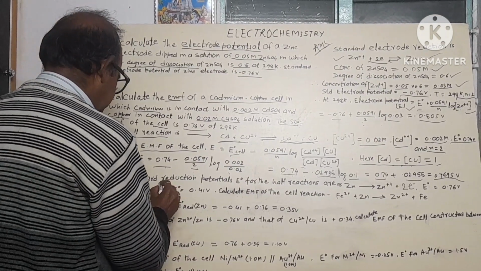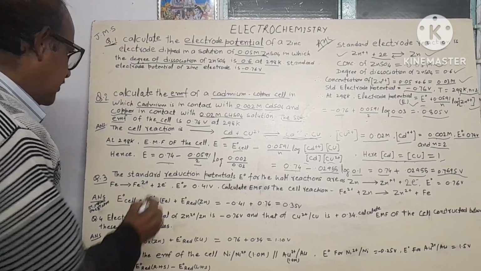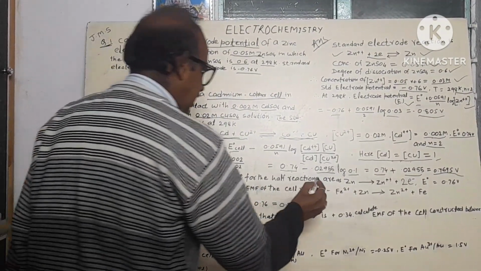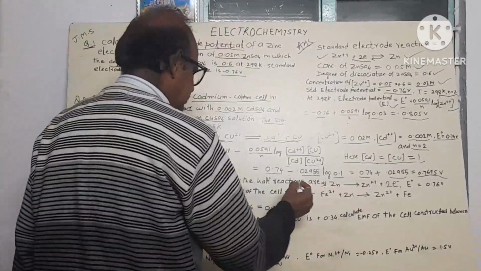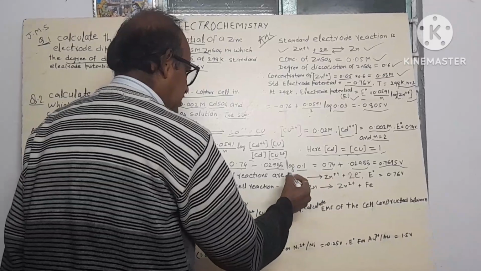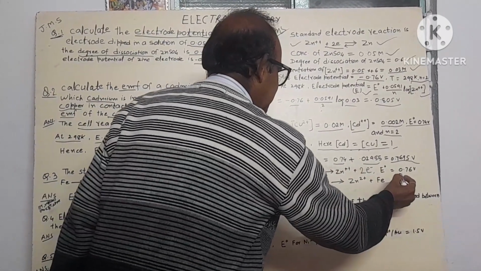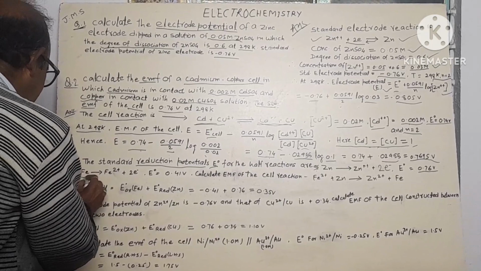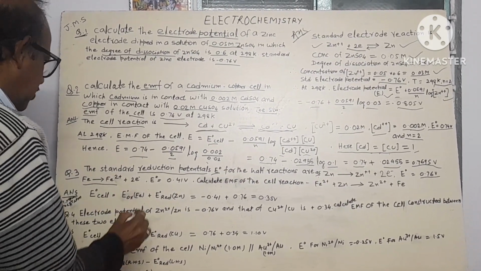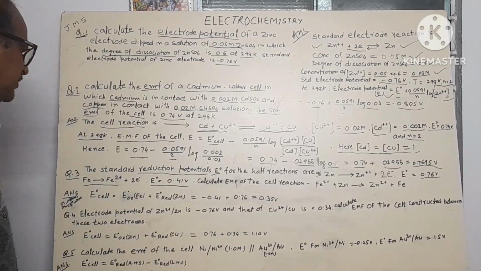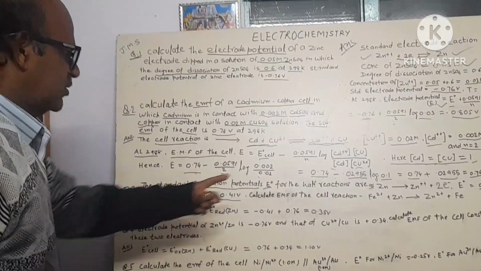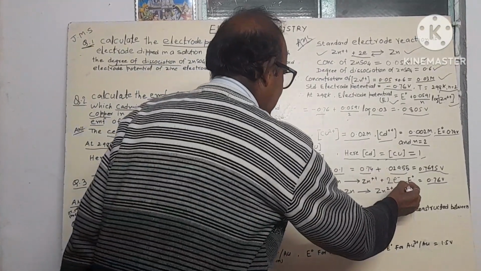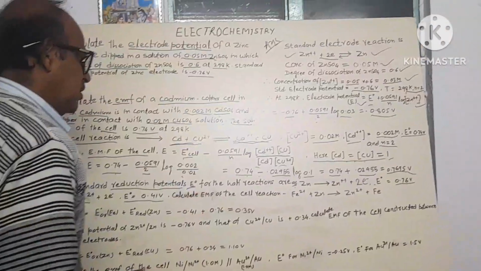The standard reduction potential, that is E standard, for the half cells are as follows. Zinc, this is the half cell reaction. It is given in the question. Zn, that is the oxidation process. Its value is given 0.76 volt, and for iron, Fe is converting to Fe2 plus plus 2 electrons. Its value is given 0.41 volt. Correct? For both half reactions, E standard is given.